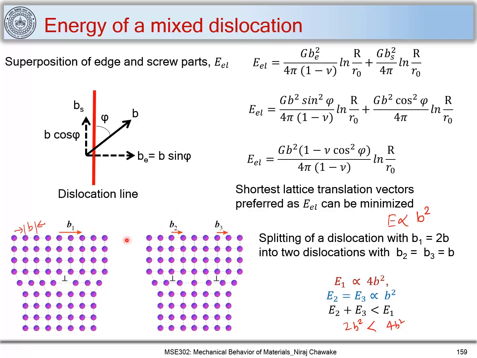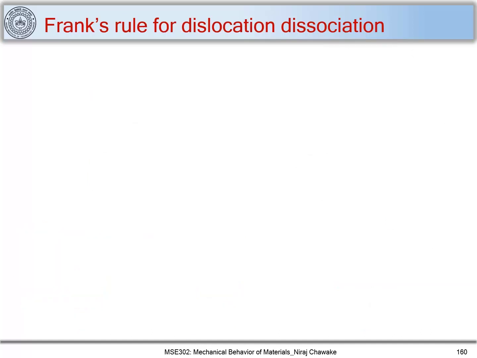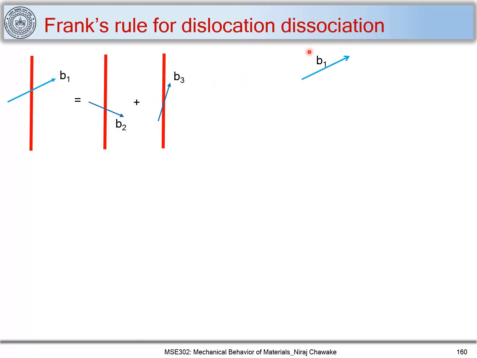Now let's look at a general case of splitting of dislocation, and that is called Frank's rule for dislocation dissociation. So let us consider a dislocation. This is a dislocation line and it has Burgers vector B1, and we can say that this B1 can dissociate into B2 and B3, these two dislocations. Let's look at how this dissociation is feasible, or what the criteria are for this dislocation to dissociate into B2 and B3. We have seen energy as a criterion. Here let's look at B1, and let's consider that we can write B1 in terms of B2 and B3. Let us consider the included angle between B2 and B3 to be phi, and based on this angle we can say whether B1 can be dissociated into B2 and B3 or not.